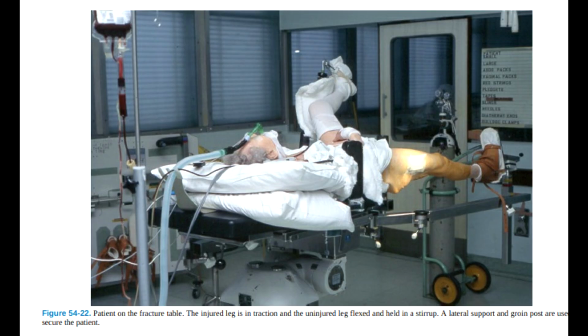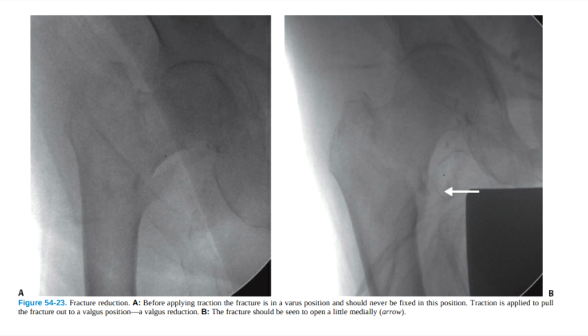For obese patients or those with high-energy injuries, fracture displacement can be severe, and achieving reduction may require significant traction or even skeletal traction before the procedure. The next critical step is fracture reduction. The goal is to achieve anatomic or slight valgus alignment.